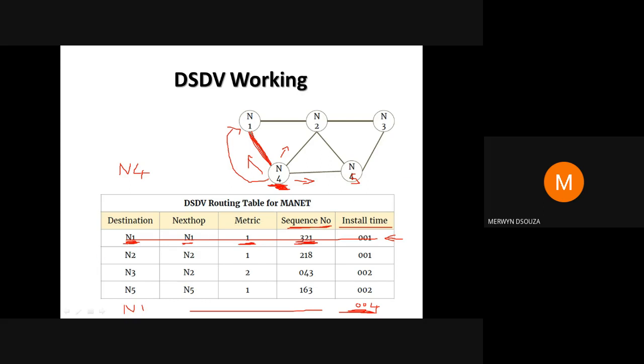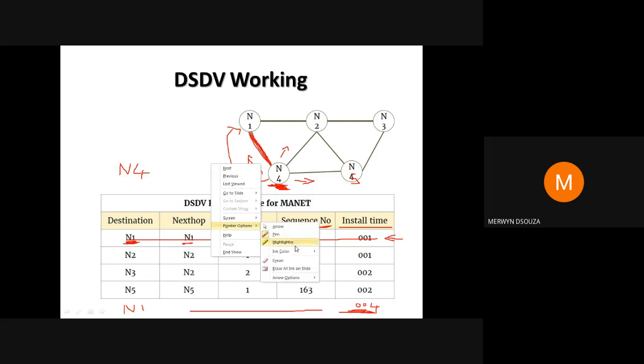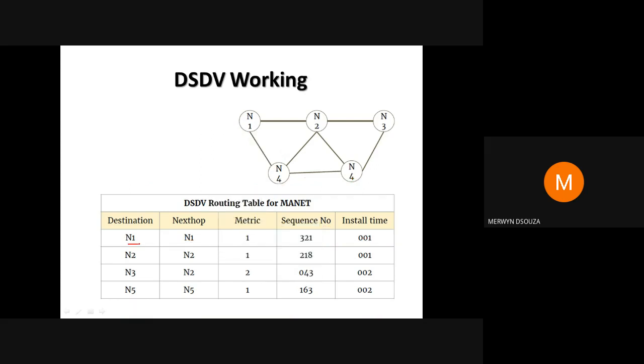So for the next entry, now for N1 you have understood. Now from N4, let's see what the metric for N2 is. The destination is N2, so it wants to reach the destination N2. Then the next node to which it has to forward the packet is also N2. The distance to N2, let's assume, is 1. Some sequence number for that route is stored, and the time that the entry was made is also 001.